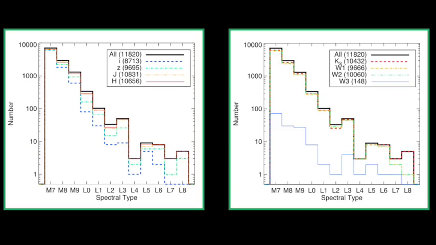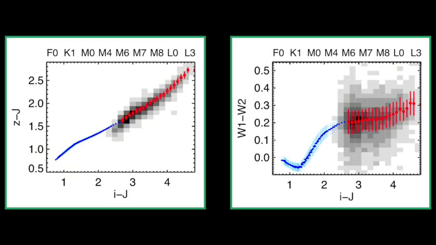These two histograms show the spectral type distribution of our sample, in addition to the number of objects in each spectral type bin with i, z, J, H, K, and WISE photometry. Using this photometry, we examined the ultracool dwarf color locus, or the position of ultracool dwarfs in color space. These two plots show the z-J and W1-W2 colors as a function of i-J color.